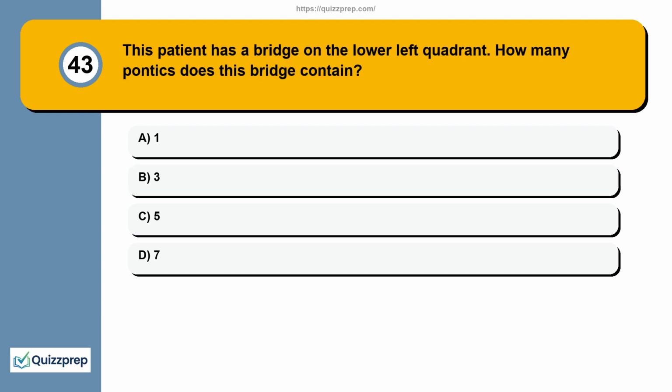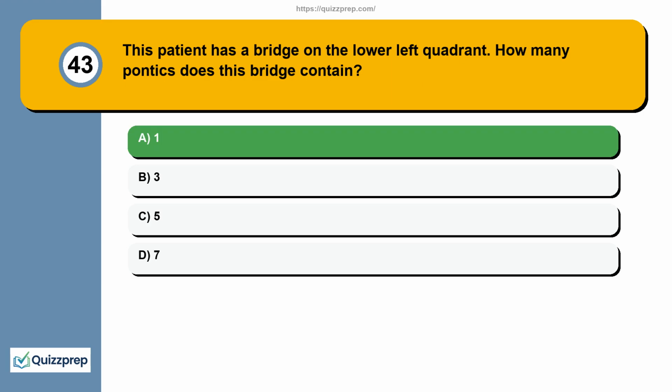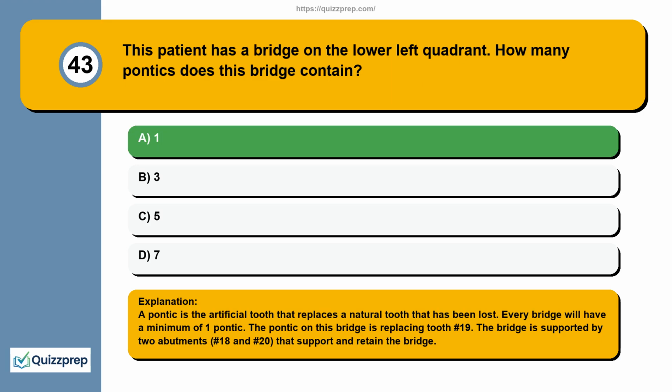Question 43. This patient has a bridge on the lower left quadrant. How many pontics does this bridge contain? 1, 3, 5, 7. A pontic is the artificial tooth that replaces a natural tooth that has been lost. Every bridge will have a minimum of one pontic. The pontic on this bridge is replacing tooth number 19. The bridge is supported by two abutments, number 18 and number 20, that support and retain the bridge.